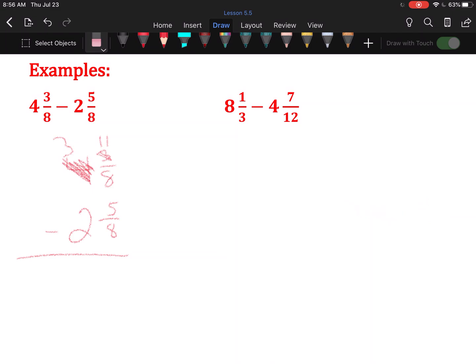Once you got that, now we're back to normal subtraction. 11 minus 5 is 6. 3 minus 2 is 1. And you can't leave this as an answer because 6 over 8 simplifies. 6 over 8 is really 3 over 4. So 1 3/4 is the answer.